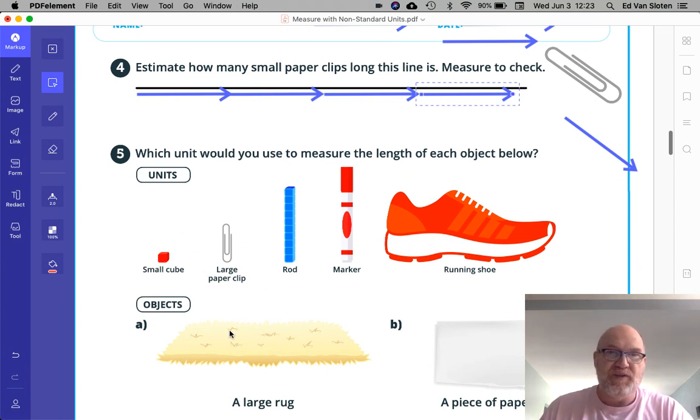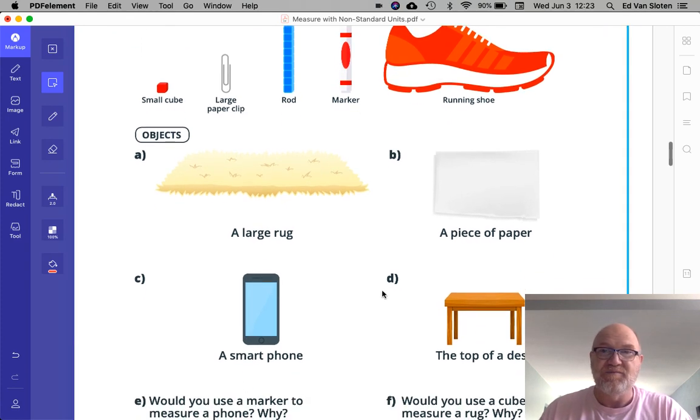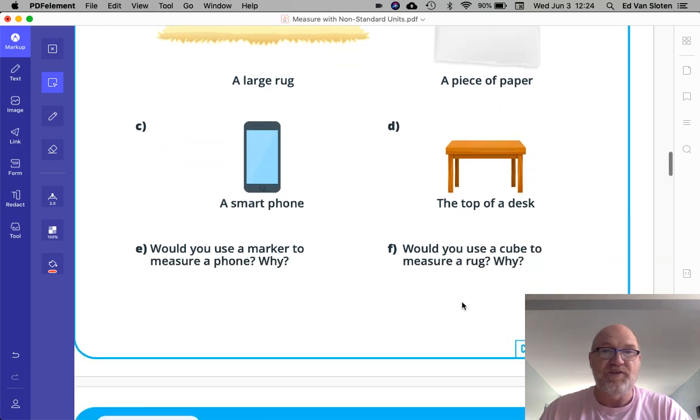And then they want you to measure things like a large rug. For a large rug, I would use probably running shoes. Is it a piece of paper? I might use paper clips. A smartphone, I would want to use something like a cube or a large paper clip. A cube will tell me exactly how many I need. The top of this desk, I might use the shoe or the marker.